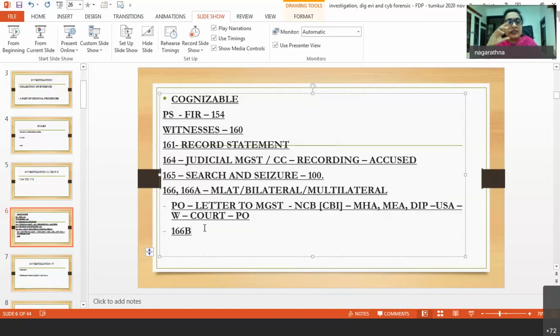So data transfer is nothing but when data is shared from one country to another. Between industry it's happening, but when police want it, they don't get it. So that's the problem, right? So that is about 166 and related provisions. Then you have 167.